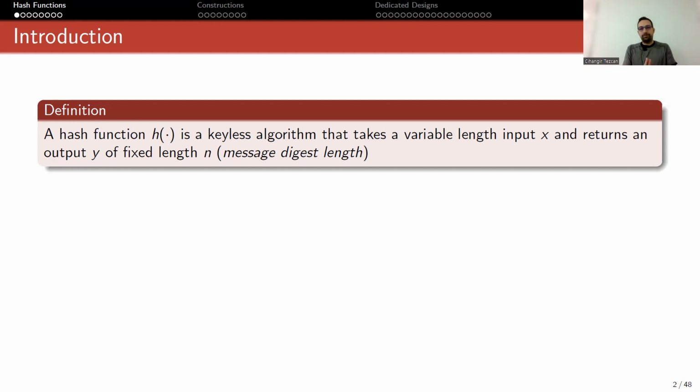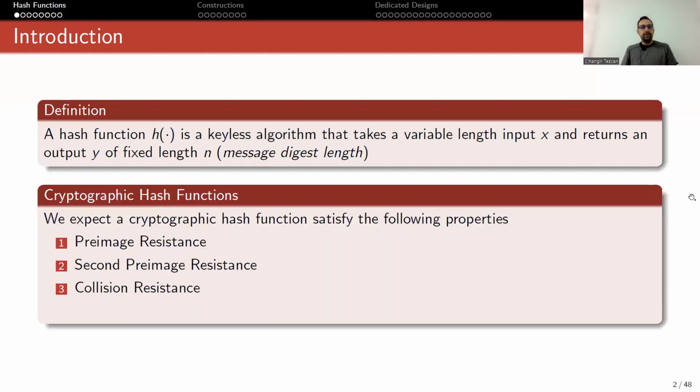It is an algorithm. And the input can have variable length. It can be 1 byte or 1 terabyte. It doesn't matter. But the output will always be fixed length, like 256 bits or 512 bits, depending on which hash function you use. So this is the basic definition of a hash function.